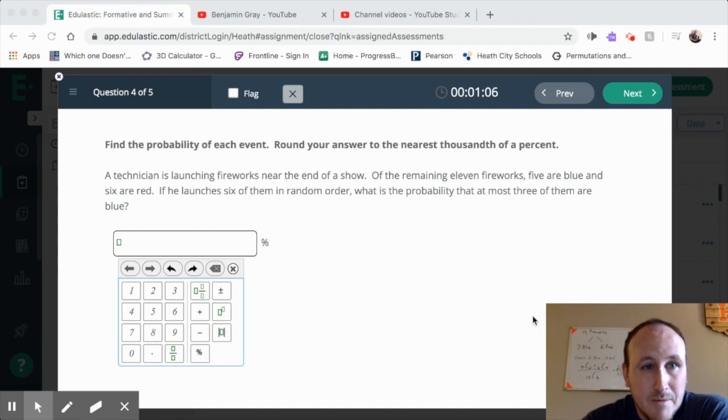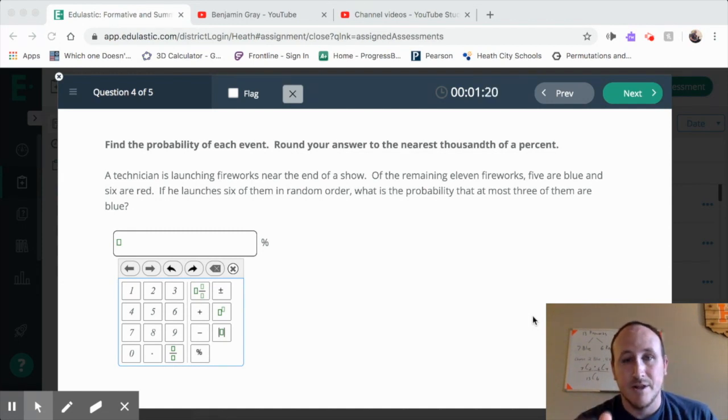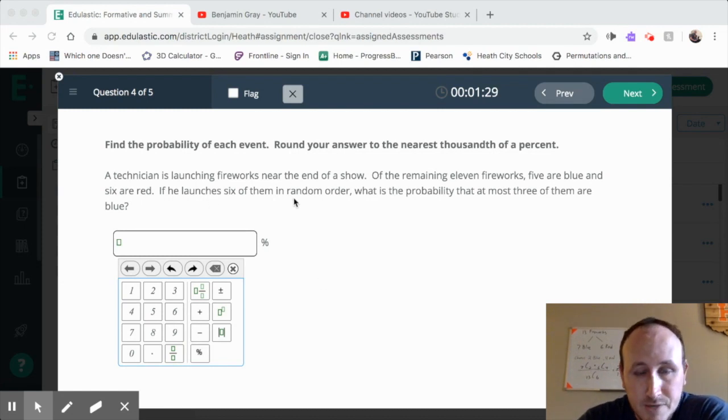Okay, in this problem, we're trying to find the probability of this event and rounding our answer to the nearest thousandth of a percent. It says a technician is launching fireworks near the end of the show. Of the remaining 11 fireworks, 5 are blue and 6 are red. So we know we have 11 fireworks to choose from, and they're separated into 2 subcategories, 5 blue ones and 6 red ones. If he is going to launch 6 of them in random order, what is the probability that at most 3 of them are blue?